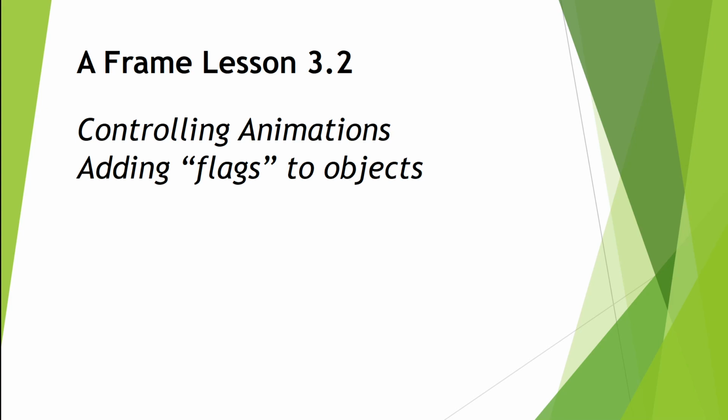In this video, we're going to explore how to control animations by interacting with our objects. In doing so, we're going to add flags, which are just variables, to our objects so that we can later check to see if the object should be animated or not. So let's get to it.